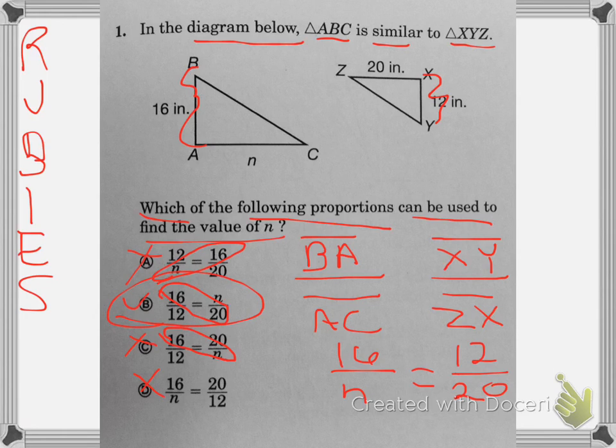Now, I want you to notice that even though these do not look exactly the same, the way that I figured out that they are correct is by looking at what I was cross multiplying. Why don't you go ahead and give it a try now?